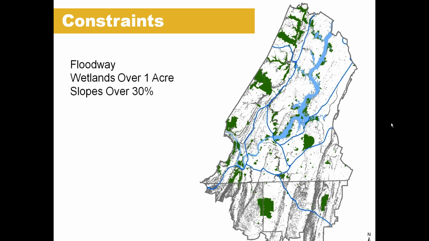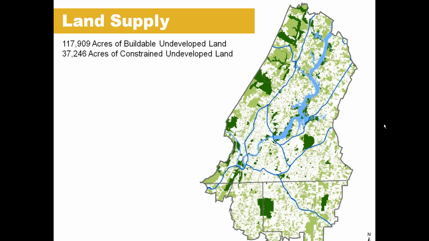The next thing we did is we looked at the land supply. So this map showing the land supply, the areas in white are already developed. The dark green are what we call protected lands, and then this lighter green are those undeveloped properties. So on those undeveloped properties, 37,000 of those acres have those constraints that you saw on the previous slide. That leaves a total of 117,000 acres available for building on.